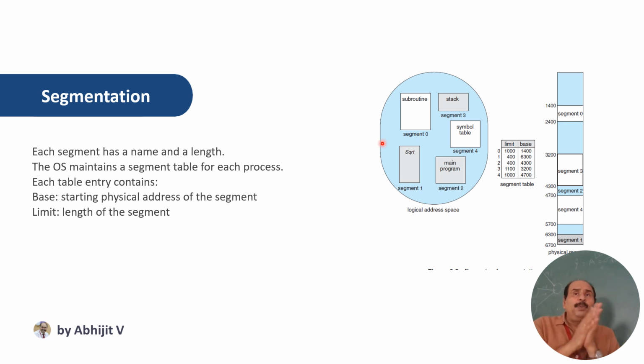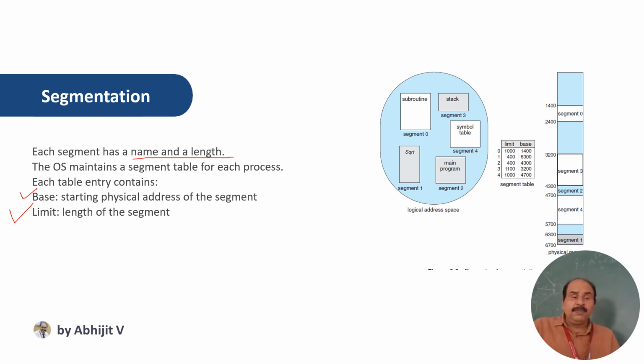So in paging, we call this a page, and we had frames. Here we have segments, and each segment has a particular name and a length to identify the segment. The operating system maintains a segment table for each process. Each table entry contains what two things?